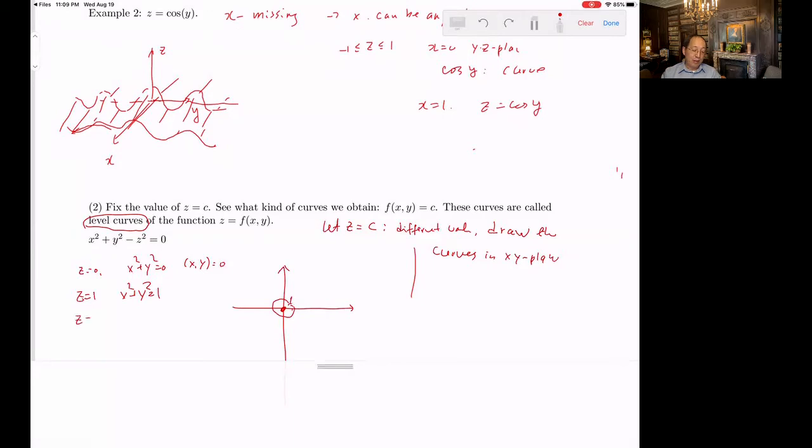Now, how about z is equal to 2? Of course, we know 2 is not a perfect square. So let's try z is equal to 4. Then we have x squared plus y squared equal to 4, and the radius over here is actually 2. This one over here is z is equal to 4. And keep going, then we have just circles. Okay, and these are called level curves.